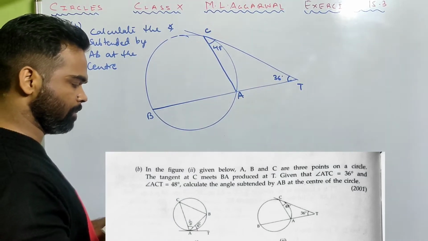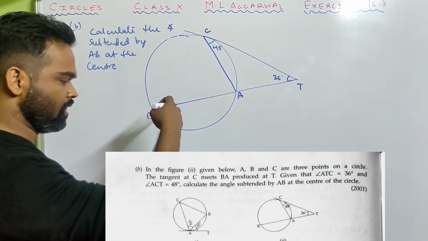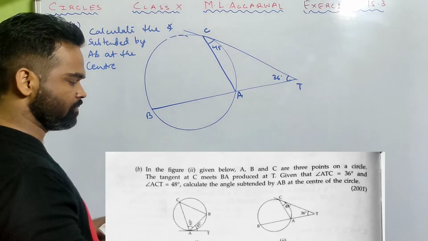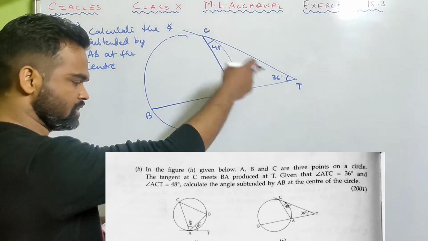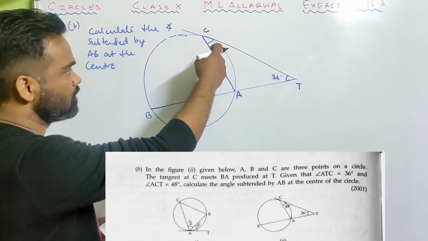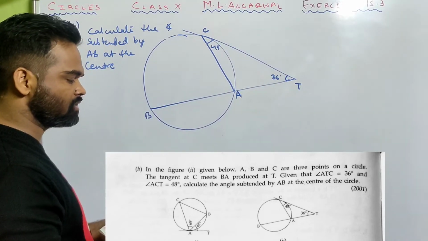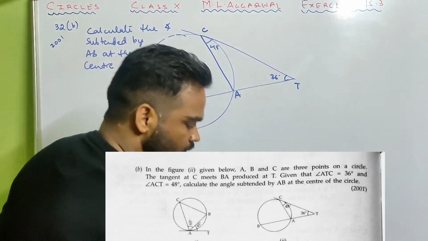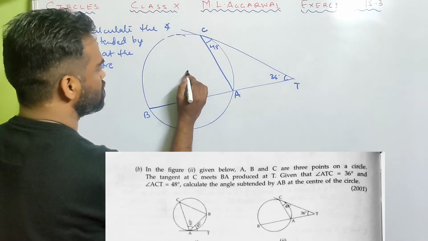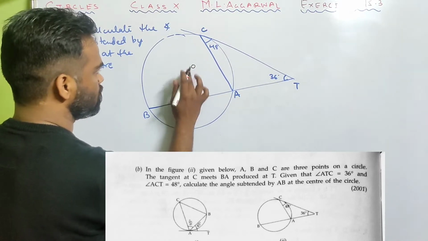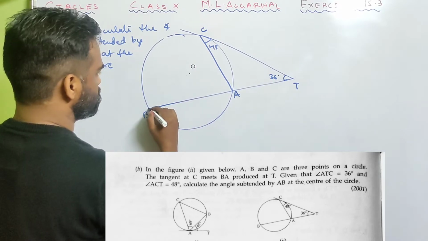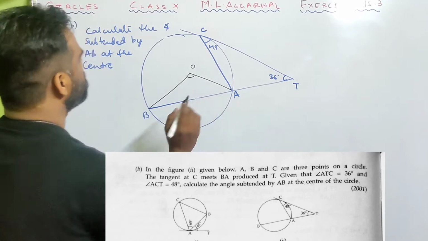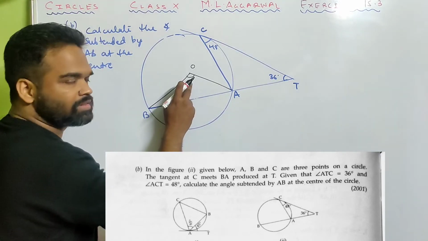In the figure given below, A, B, C are 3 points in the circle. The tangent at C meets AB produced at T. Given angle ATC is 36 degree and angle ACT is 48 degree. Calculate the angle subtended by AB at the center of the circle. Look, suppose this is the center of the circle, O. We'll write over here. Then we need to calculate this angle, the angle AB subtends at the center.